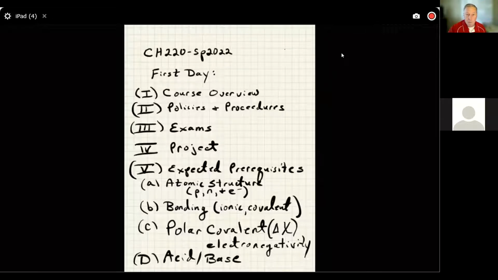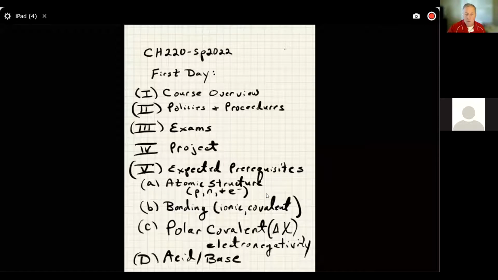Close that off. So everybody, this is Chem 220. First day, we're going to do a course overview. We're going to look at the policies and the procedures. We're going to talk about exams. A project is going to be required. I'll talk more about this towards the end of today's lecture. And then we're going to talk about expected prerequisites.